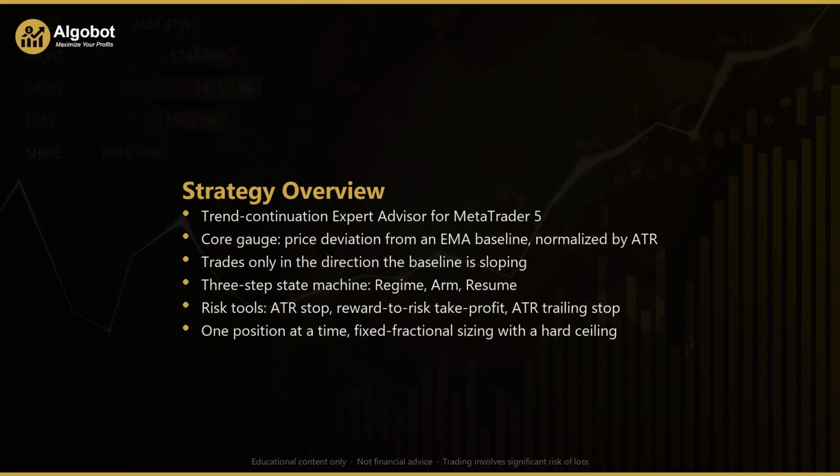On the risk side, the EA keeps things bounded. Every trade carries an initial stop based on a multiple of ATR, and a take-profit set as a reward-to-risk multiple of that stop. A trailing stop follows the trade, tightening only in the trade's favor to protect open gains. The strategy holds just one position at a time, no averaging, no grids, and it sizes positions as a fixed fraction of the account balance, clamped to a hard ceiling. This makes it a study in disciplined, rules-based trend trading, suited to traders who want to understand structured automation. Remember, this is educational information, not a recommendation.